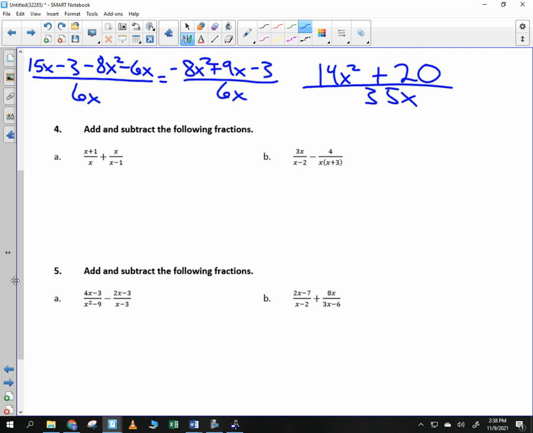Got 4 left. So does it look a little bit more challenging, huh? Common denominator? How about x times x minus 1? So therefore, I need another x in the denominator here, so I multiply top and bottom by x.